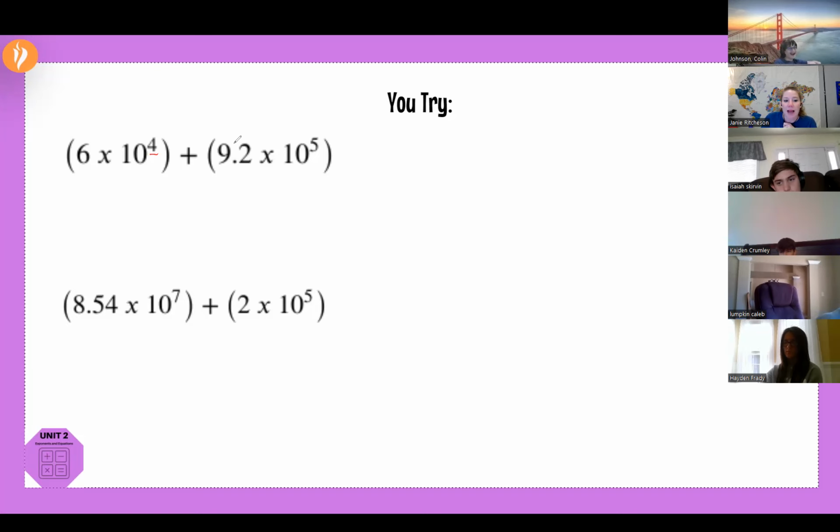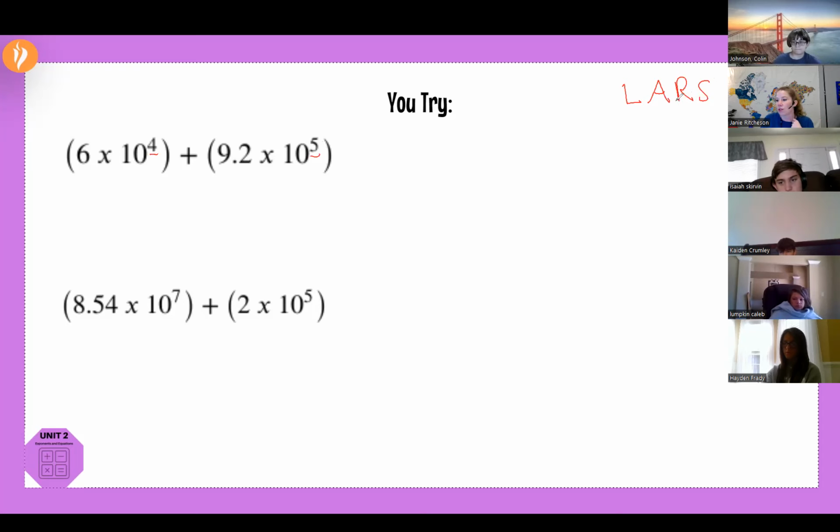So what we're going to do is we have to make those exponents be the same. We're either going to make them both a 4 or both a 5. So what are we going to do? Well, it doesn't really matter. We're just going to remember LARS. If we add to our exponents, that means we move our decimal to the left. If we subtract from our exponent, we need to move our decimal to the right.